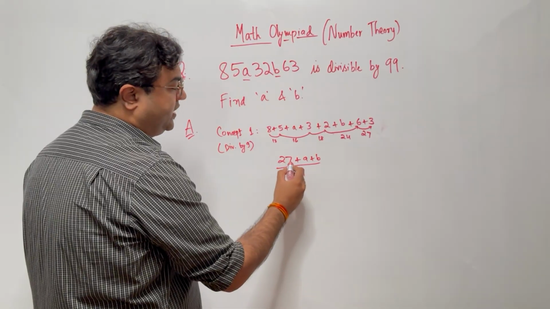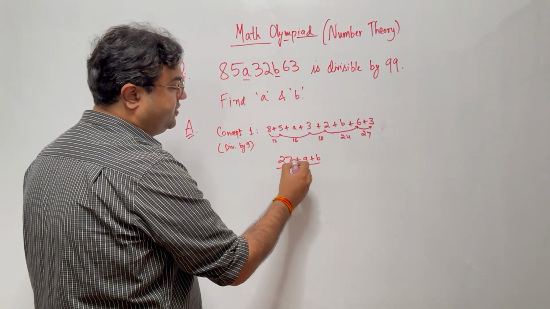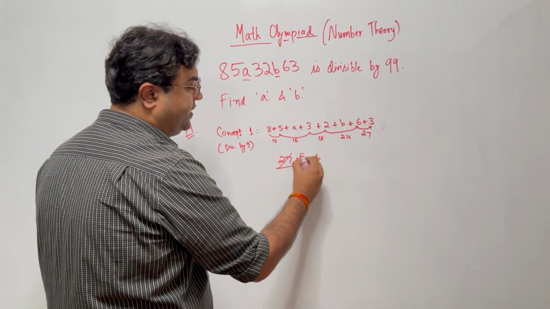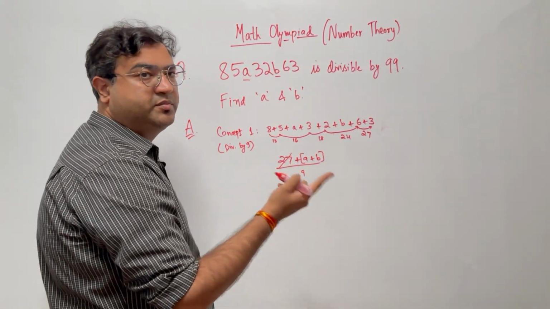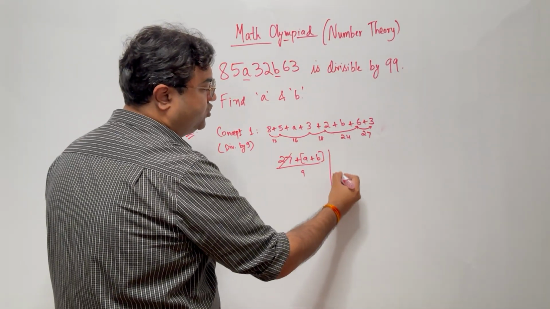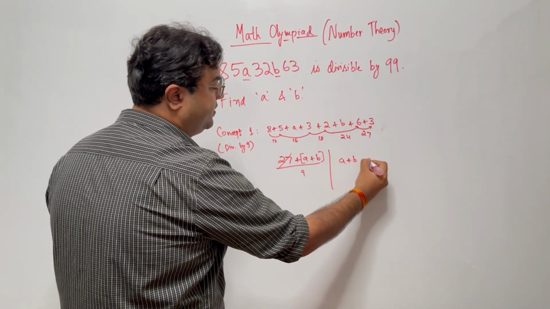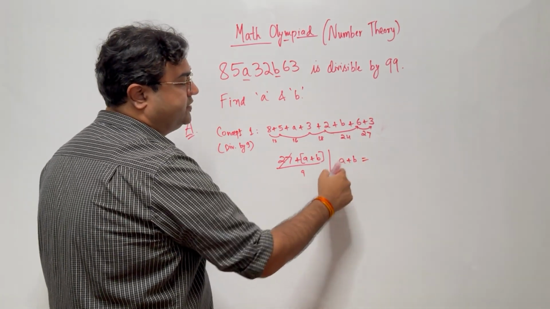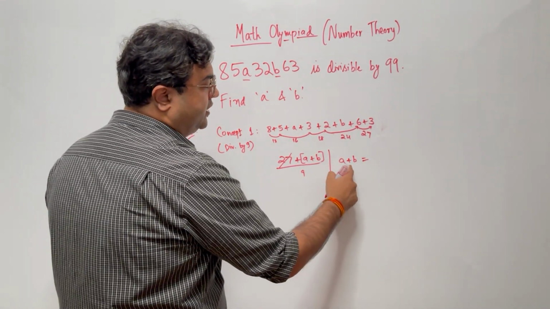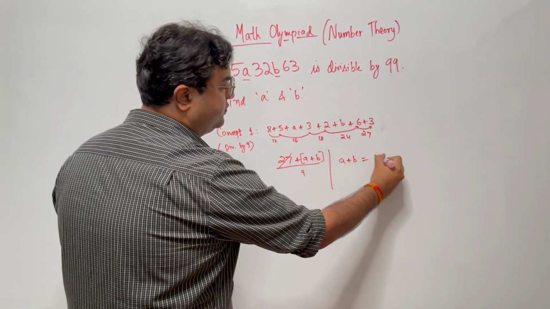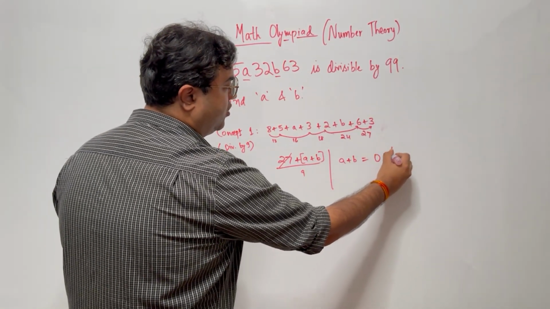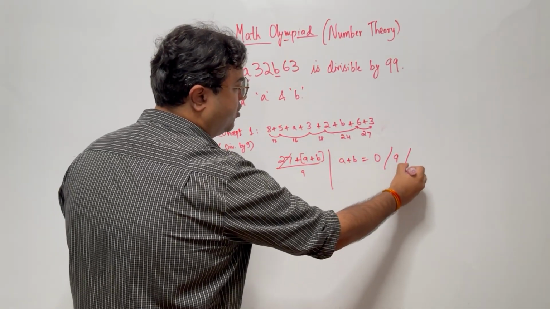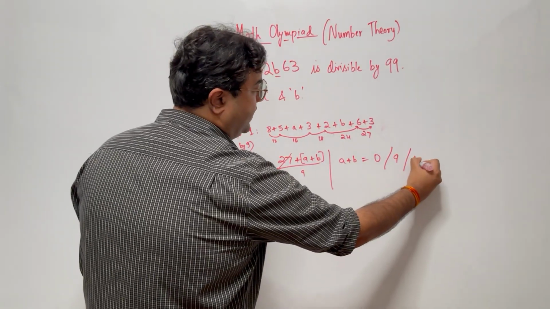So we know that 27 is divisible by 9, so we can remove this. Now we have to find A plus B, which should be divisible by 9. Because these are single digits, A plus B can be either 0 or 9 or 18.